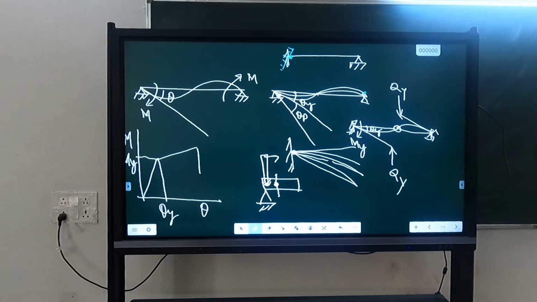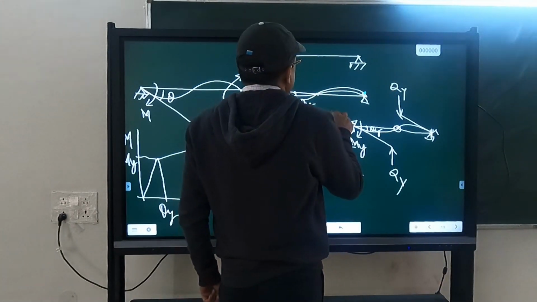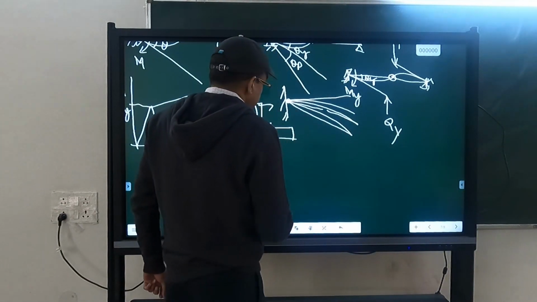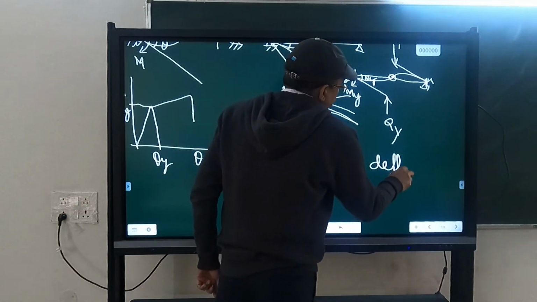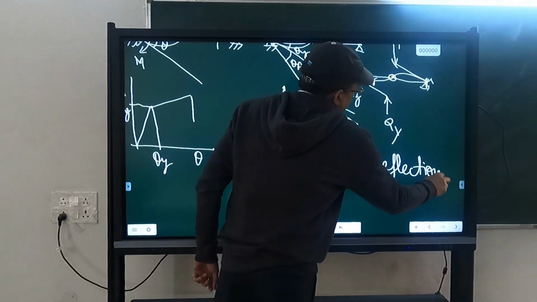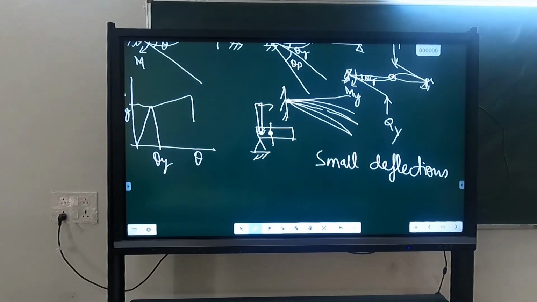So one thing we have to note down here is that whatever we are doing here involves small deflection. Whatever we are doing, the deflections will still be very small. For example, if you rotate this beam and apply a moment, is it going to come here? No. There will be very little rotation, hardly visible to the eyes. Only when the cracks occur, then you will be able to see.